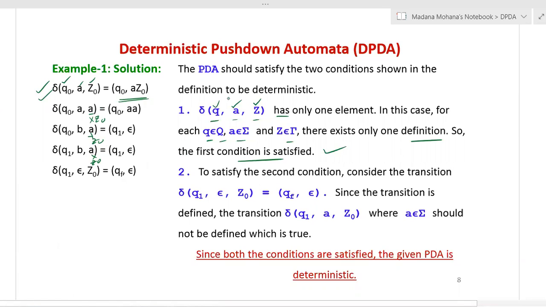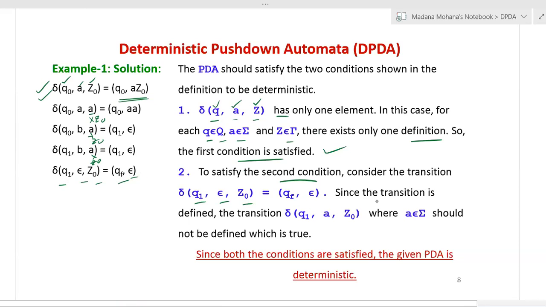Like that, for all problems you can verify from a state, from an input with a stack symbol. Now you can't take other than the initial symbol of the stack. So in this case it has only one element. Now coming to the second condition. To satisfy the second condition, consider the transition, the last one, delta of Q1 epsilon Z naught. It is going to the final state and here the stack is null.